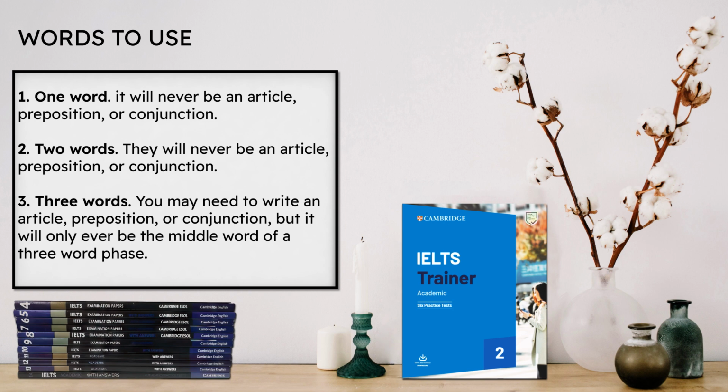If you are told you can use up to 3 words, that is the time when you may need to write an article, preposition, or conjunction. But if you do, it will only ever be the middle word of a 3-word phrase. For example, call the manager, where the middle word is the article the. Recognize on site, where the middle word is the preposition on. Apples and oranges, where the middle word is the conjunction and.